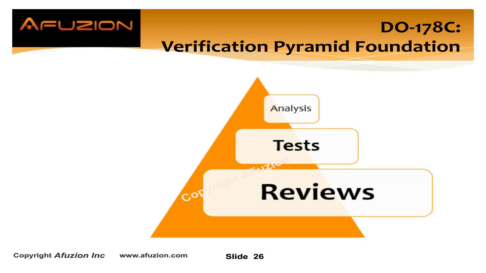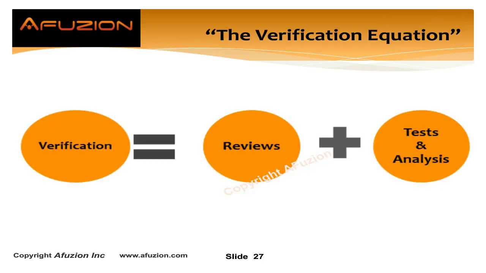Analysis is very small at the top. We don't do demonstration or inspection. That's subjective. Instead, we transform those 2 gaps there into an analysis step that's only used when the combination of review and test is not conclusive. Okay? So, we engineers like equations. V equals R plus T plus A. Verification equals reviews plus tests and analysis.